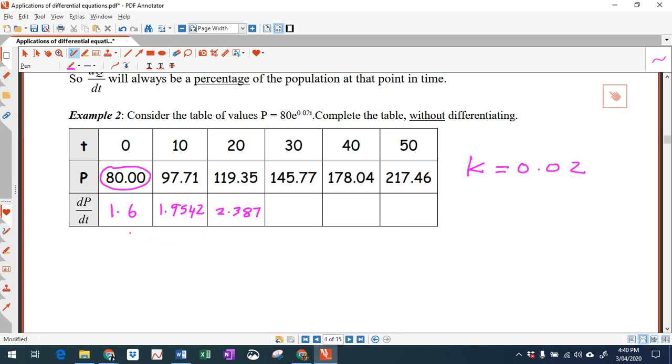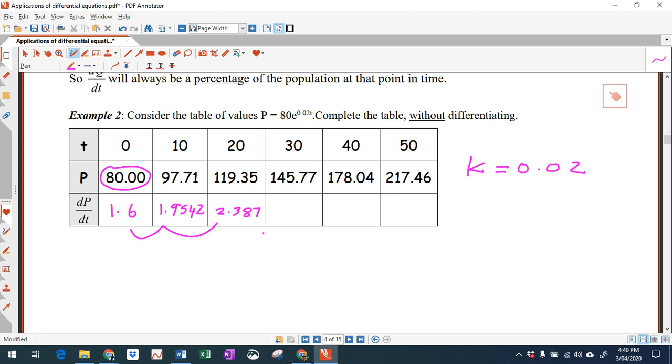Now, what you should notice is that the rate of change of the derivative is increasing, isn't it? That makes sense because the graph is getting steeper and steeper, so the value of the derivative at different moments in time should be getting larger. Okay, so we'll just do one more.